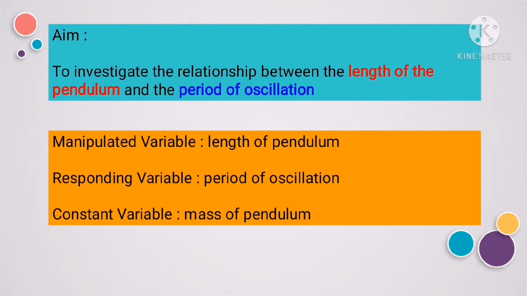Now we're going to look at the aim of the experiment. Why do we carry out the experiment? The aim of this experiment is to investigate the relationship between the length of the pendulum and the period of oscillation. From this experiment, your manipulated variable would be length of pendulum, your responding variable would be period of oscillation, and your constant variable would be mass of pendulum.